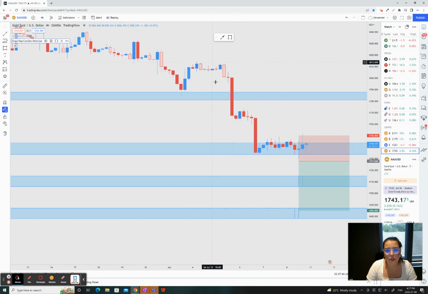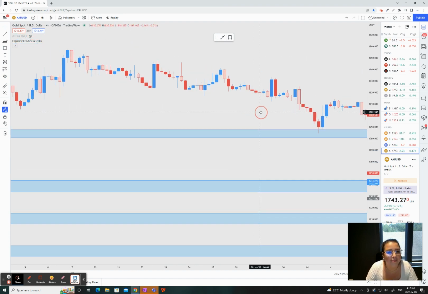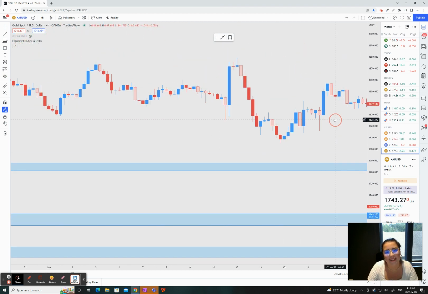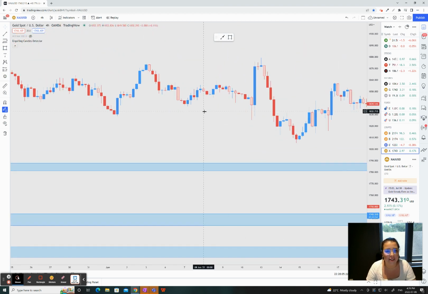Essentially it's going to mark every engulfing candle. So if you're creating zones using the engulfing candle, you can see how that would make life so much easier, because it's really annoying to have to go through and spot them. Of course we can spot them. They're not that hard to find, but it just makes life easier, right?